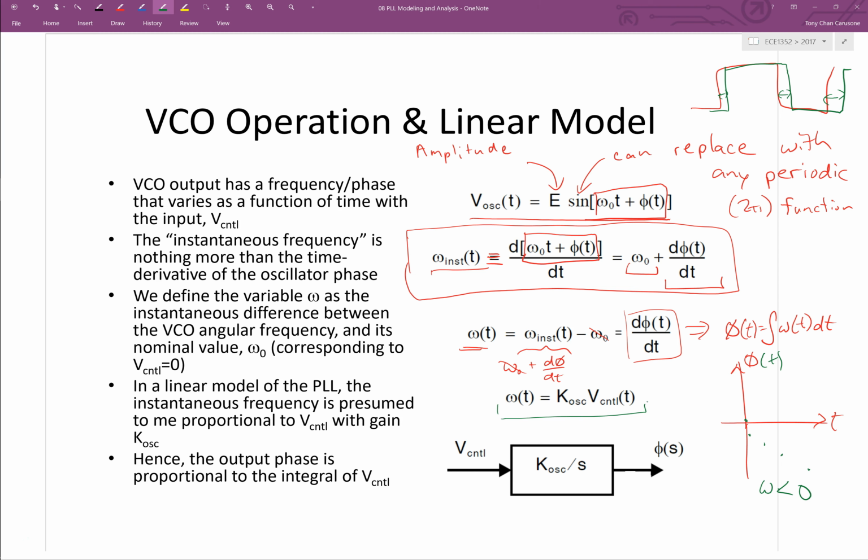If we wanted to be absolutely rigorous with this notation, but again, there's no loss of generality here. You can always imagine that there's a DC offset on V control. This is a small signal model anyway. This whole thing is a linearized small signal model, so don't get too thrown off by that. So if omega is proportional to V control and phi is the integral of omega, then we can finally relate V control to phi by just saying it's proportional to 1 over s, the integral of V control.